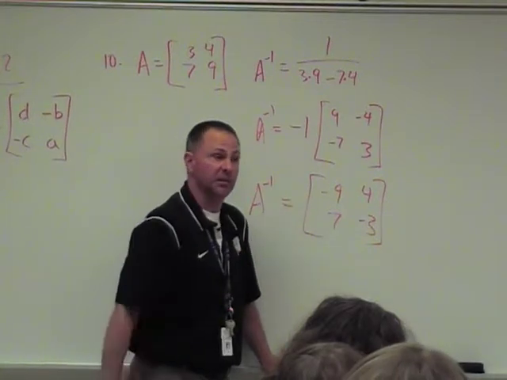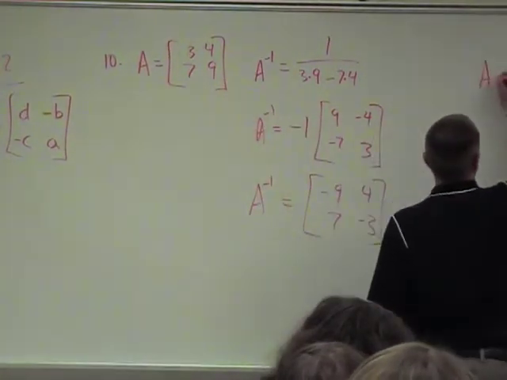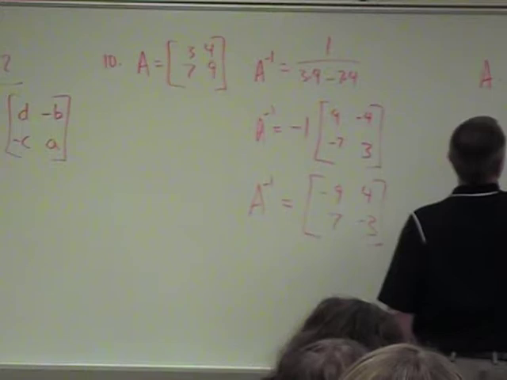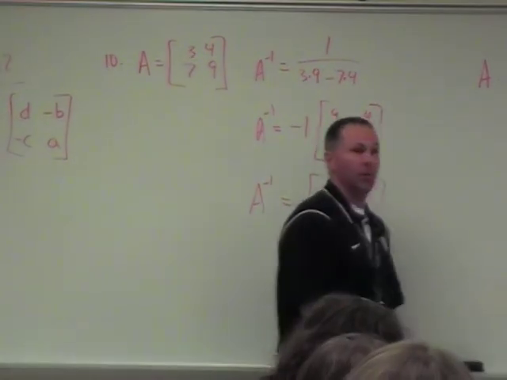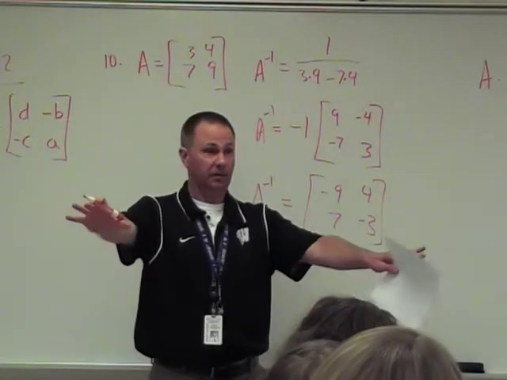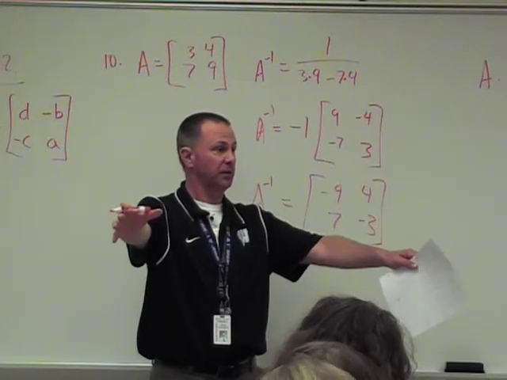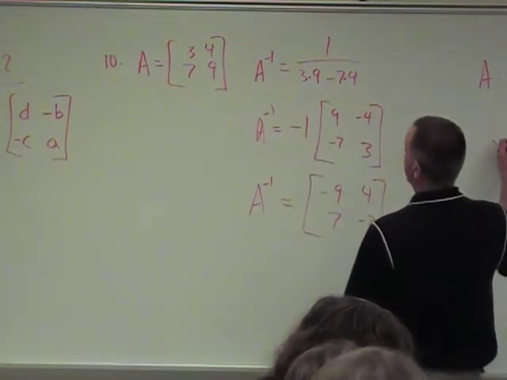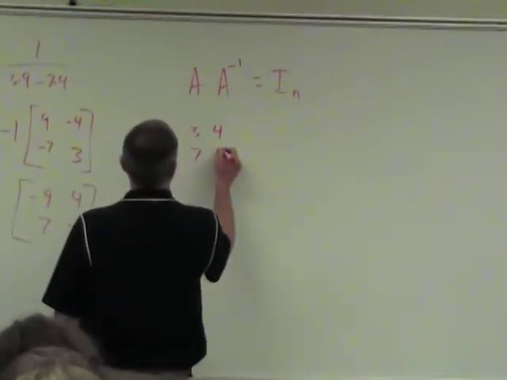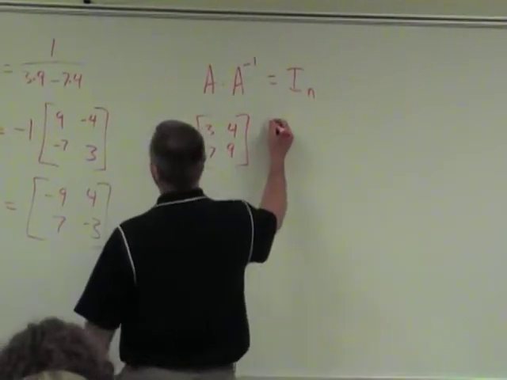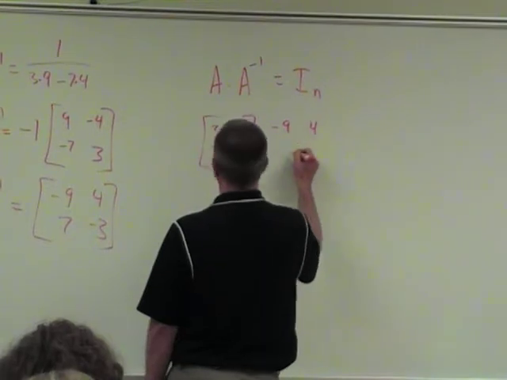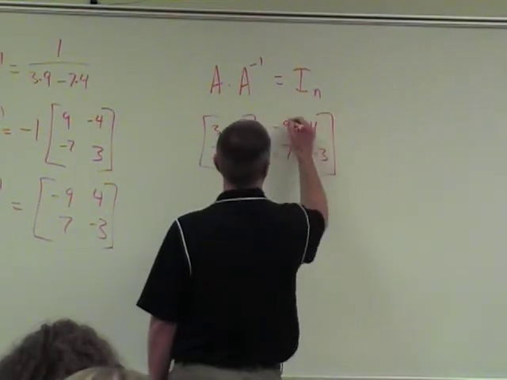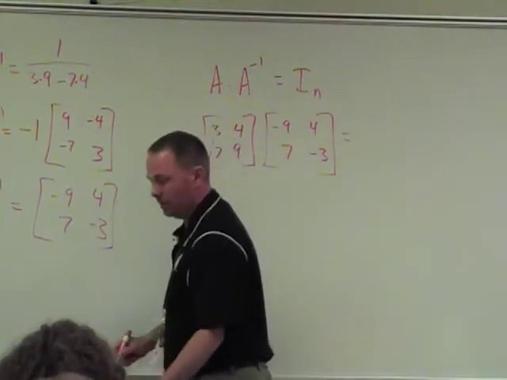Let's just verify that this is it. Let's take matrix A times the inverse. That means we should get the identity when we multiply the two together. Correct? If you multiply two inverses together, that gives you the identity. So let's do that. Everybody's going to take 3, 4, 7, 9 and multiply it by -9, 4, 7, and -3. Everybody multiply those two matrices together.